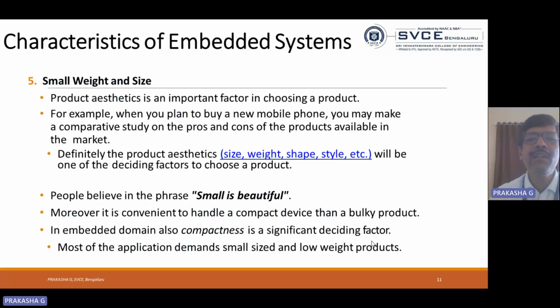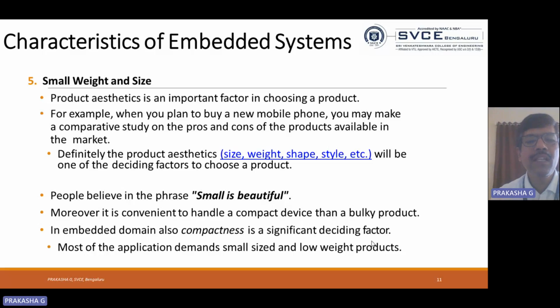Product aesthetics is an important factor in choosing a product. See, whenever you are selecting a product, you should also look at its physical appearance and how much it's going to weigh. All those things should satisfy the customer. When you plan to buy a new mobile phone, you may make a comparative study on the pros and cons of the products available in the market. Everything will be considered. So we should know how much size is there, what is the width, height, what is the weight of that one, and finally what is the cost also.